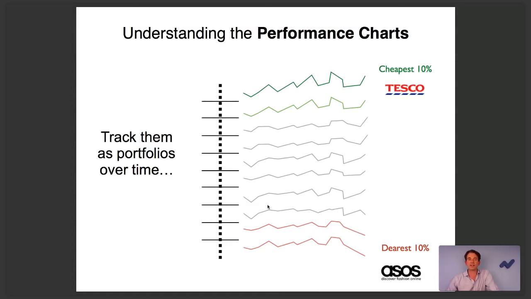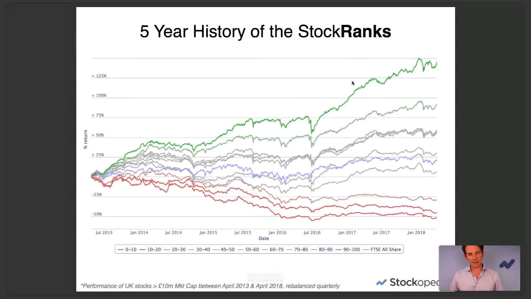And then we track those buckets over time as a portfolio. And on a certain period, which might be quarterly or annually, we would then do exactly the same process again. We would sort the market again, split them into buckets, and rebalance each of those portfolios. And that is how we create a chart like this. This shows the 5-year history of the stock ranks, and it shows this almost perfect sequential performance history from high-ranking shares, 90 to 100 ranked, down to 0 to 10 ranked shares at the bottom.